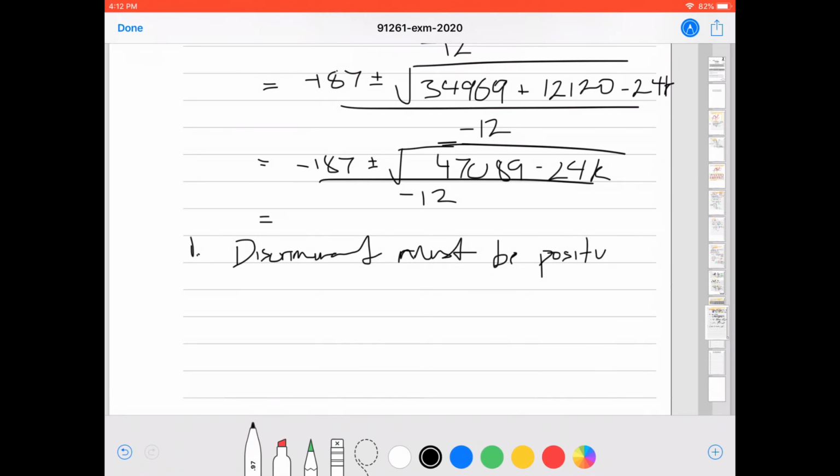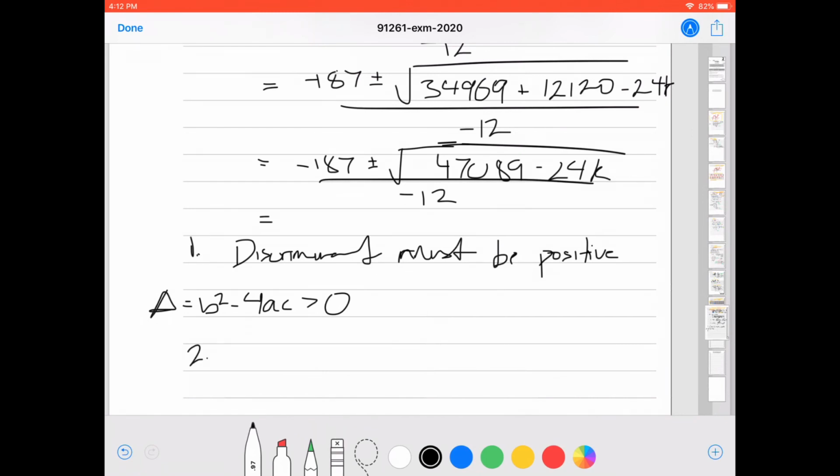Now, why is that the case? Well, if we had a negative discriminant, there would be no solutions here. So just knowing our discriminant rules, b squared minus 4ac is the discriminant. And that has to be positive. And when that's the case, you have two solutions. Okay?